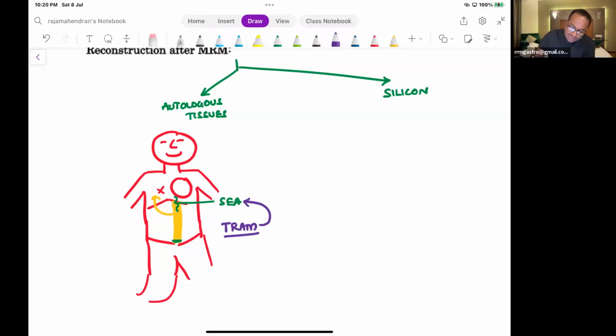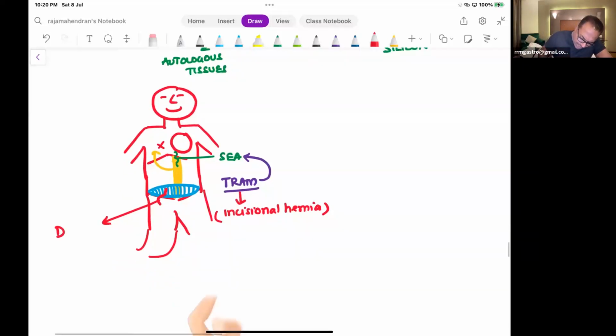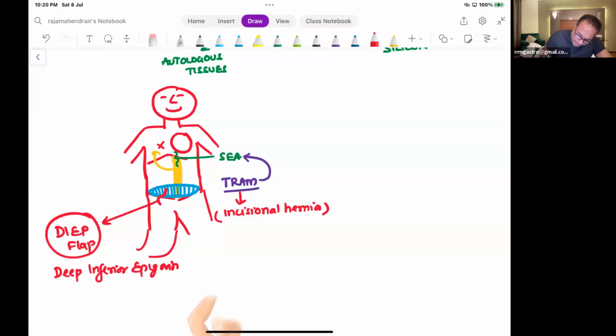What problem will happen with this flap? People are not doing this because of the increased incidence of incisional hernia. So better this is not done nowadays. TRAM flap is not done nowadays. The commonly done flap nowadays uses the fat in the lower abdomen, supplied by the inferior epigastric artery. This is taken out and done as a free flap, that is known as the DIEP flap. DIEP is deep inferior epigastric perforator flap.